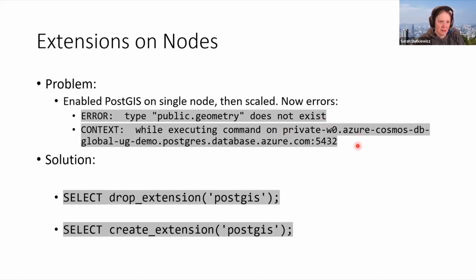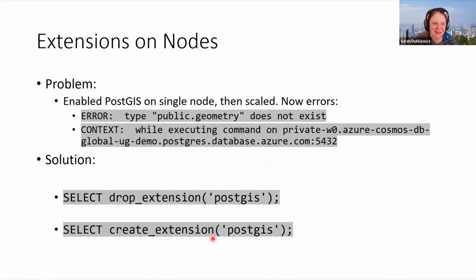This was the error message that I saw. It couldn't find the geometry type. And the thing that tipped me off was this private-w0. Private-w is a worker node. I'm like, the worker node doesn't have it. For me, I found create extension very easy in the documents. Drop extension, I didn't find. So I did the programmer logic of, okay, create extension seems to be like the SQL, let's see if this works for drop. And sure enough, it did.